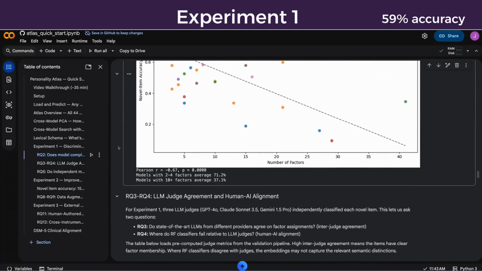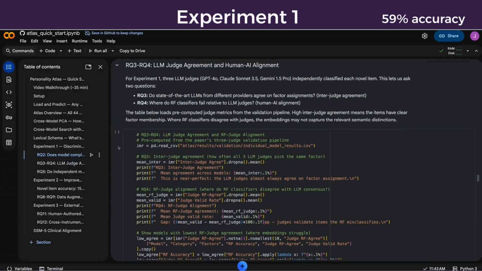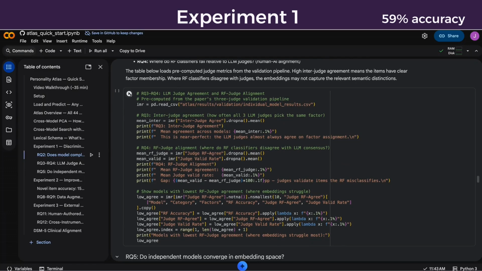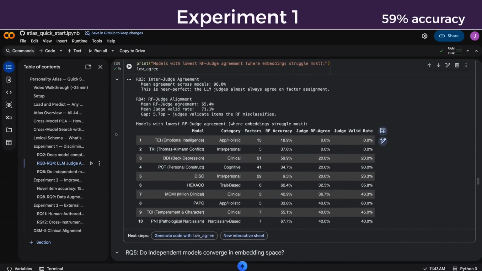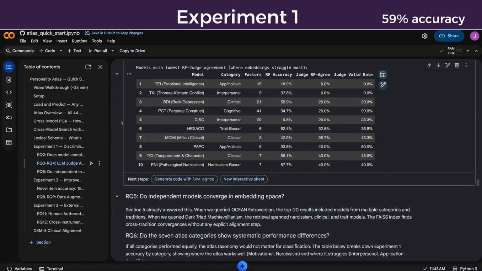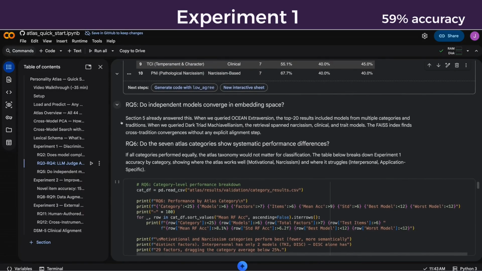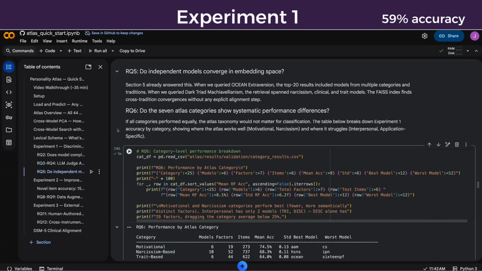RQ3. Do LLM judges agree? GPT-4o, Claude Sonnet, and Gemini agreed 98.8% of the time. The items have clear factor membership. RQ4. Where do classifiers fail? RF judge agreement. 65.4% versus 71.1% judge validity, a 5.7-point gap, where the embedding can't resolve boundaries the judges see clearly. RQ5. Do independent models converge? Yes. Ocean, HEXACO, and MBTI extroversion cluster together without any explicit alignment. Dark Triad Machiavellianism retrieves MMPI psychopathic deviate across tradition boundaries.